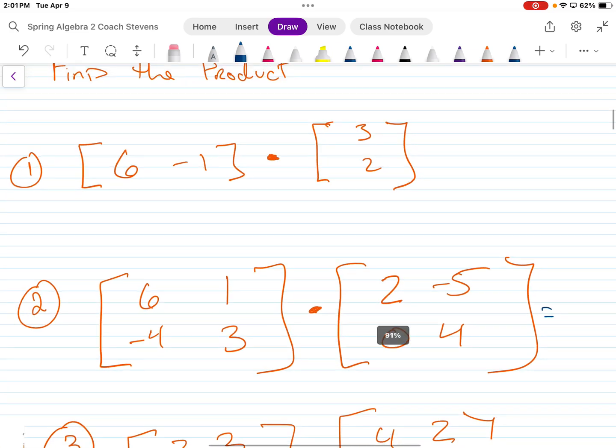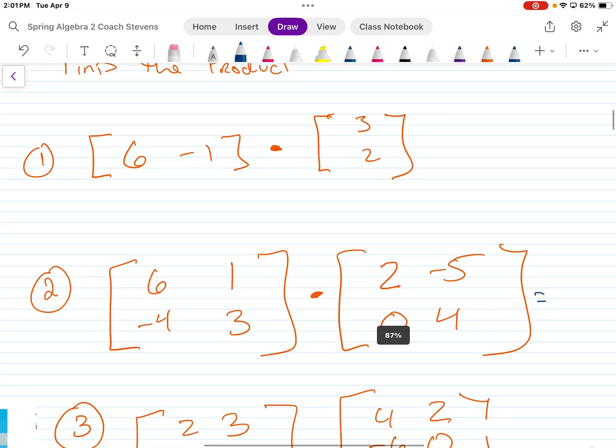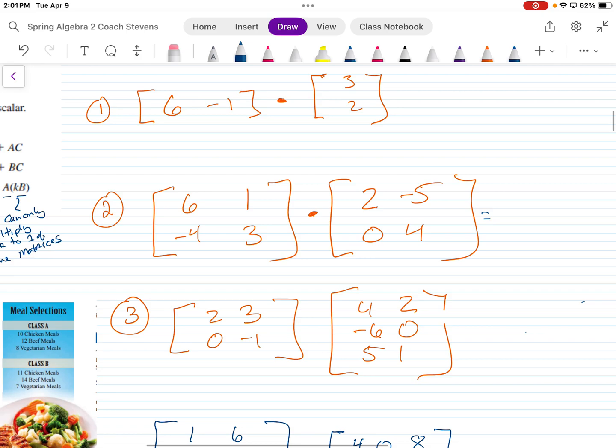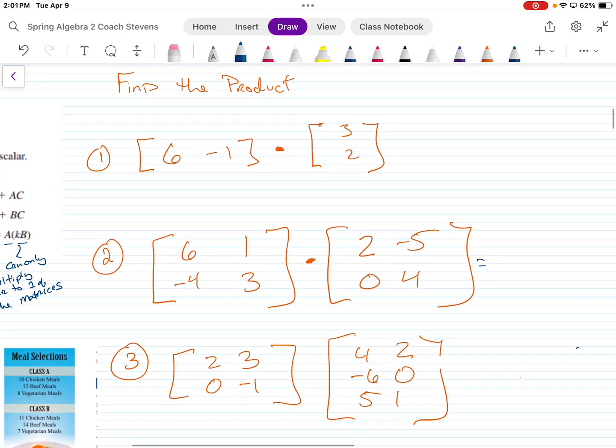So we got some practice problems where we get to find the product of these things here. Remember, if certain things don't match, then I got to say can't multiply. So when I write the dimensions, the first one is a 1 by 2 times a 2 by 1. Am I allowed to multiply those two things together? Yes. All right, so let's go ahead and find that answer.